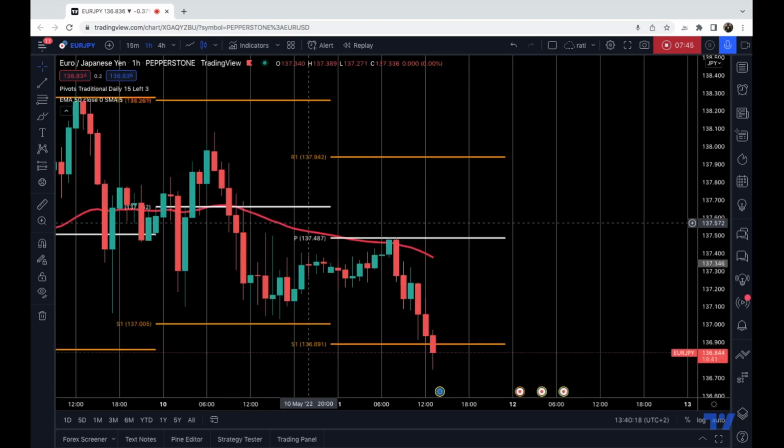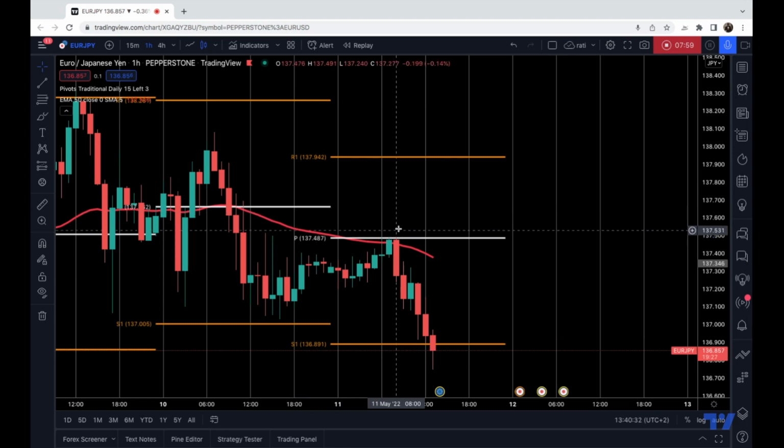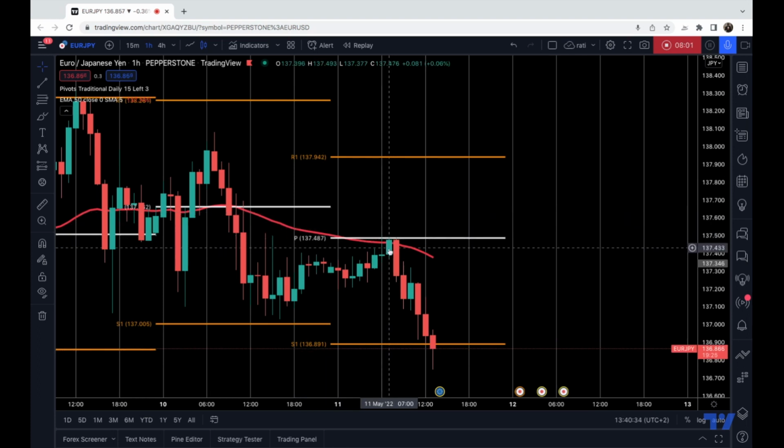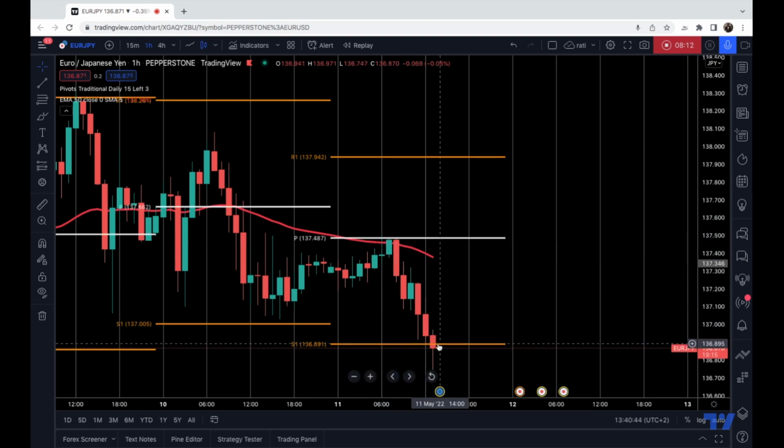Okay, EURJPY, we can see again here that price started below the pivot point on the day. There's a great example of price starting below the pivot point on the day, also starting below the moving average, and it came and it retested this pivot point here. And at the same time, it was retesting the moving average. And as you can see, right about at the London Open, we saw it shoot right down and take out that S1 level.